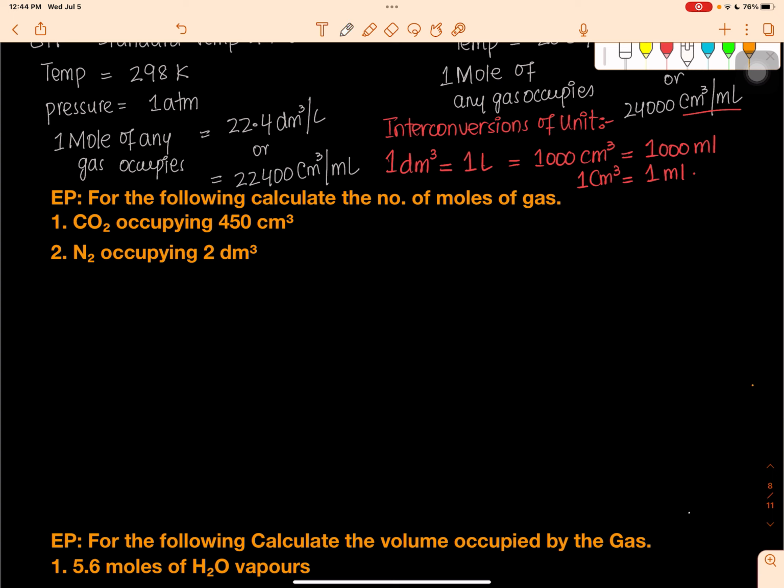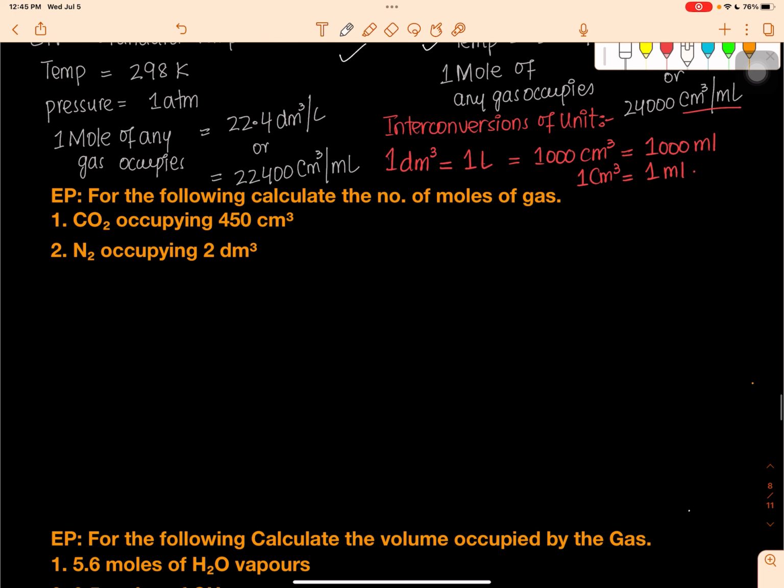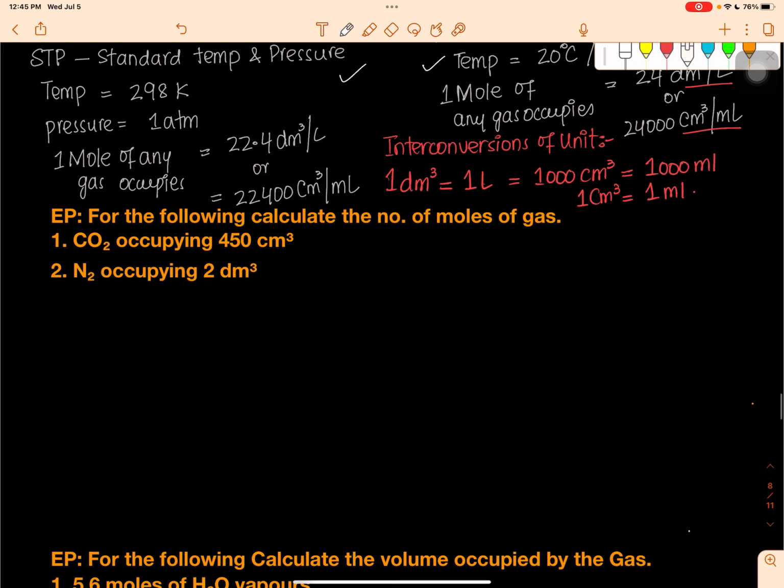For the following, calculate the number of moles of the gas. So now we are going to find out what number of moles of gas there are. We have carbon dioxide occupying 450 cm cube. This cm cube tells me that this is the volume. In another problem we have nitrogen occupying 2 dm cube, so this is a volume.